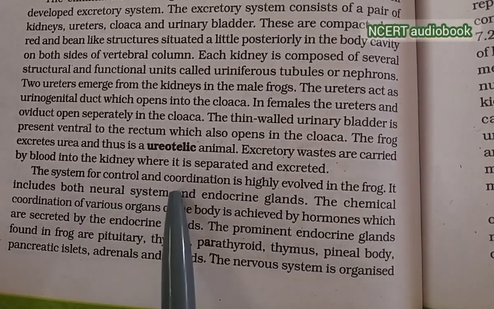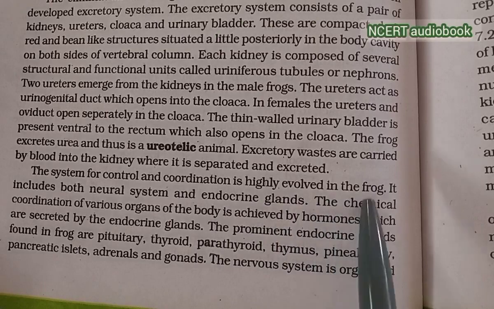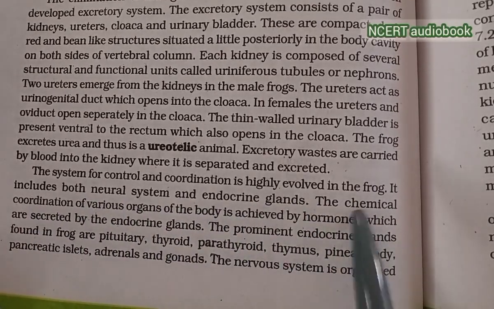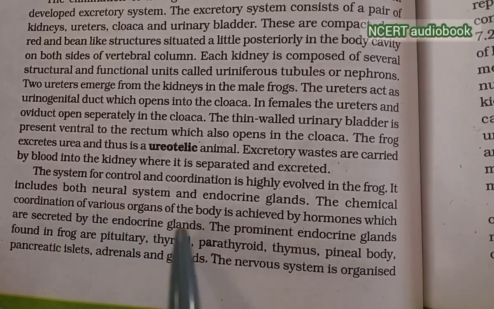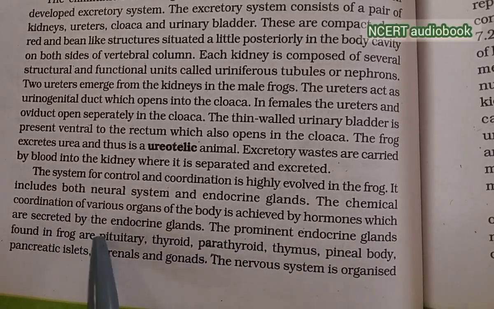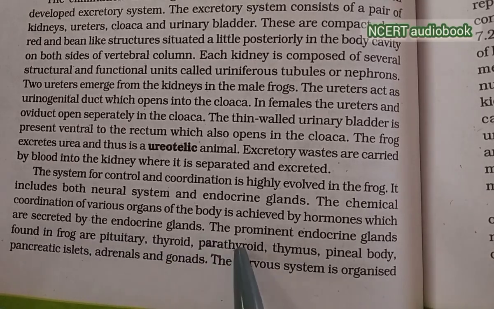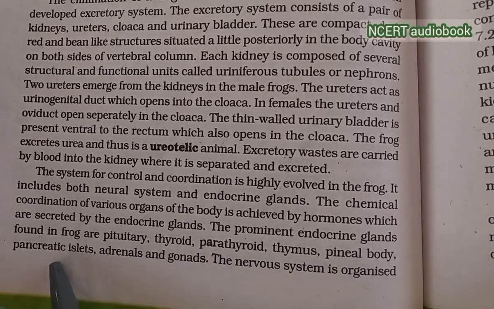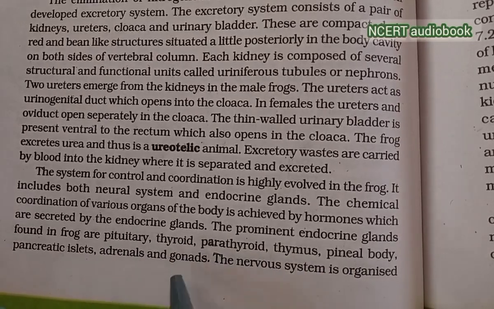The system for control and coordination is highly evolved in frog. It includes both the neural system and endocrine glands. The chemical coordination of various organs of the body is achieved by hormones which are secreted by the endocrine glands. The prominent endocrine glands found in the frogs are pituitary, thyroid, parathyroid, thymus, pineal, pancreatic islets, adrenal and gonads.